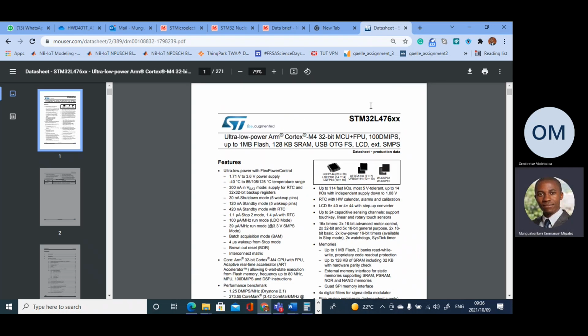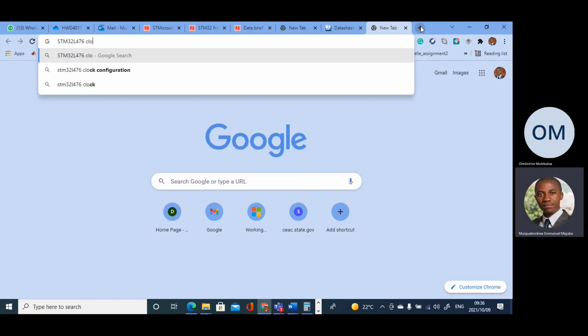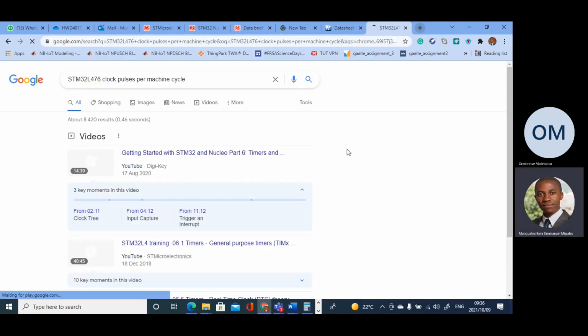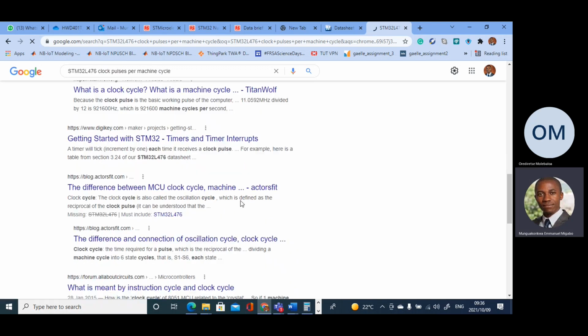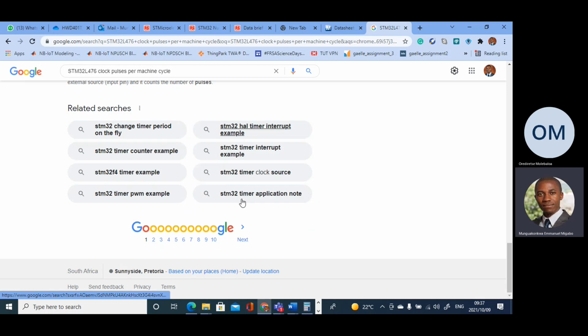Okay, let me just see. They're not speaking about how many clock pulses we have per machine cycle. You can always retrieve that. But while we find that out, let's carry on with the principle.